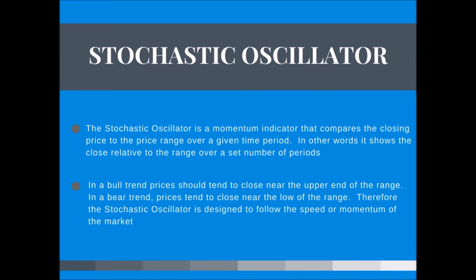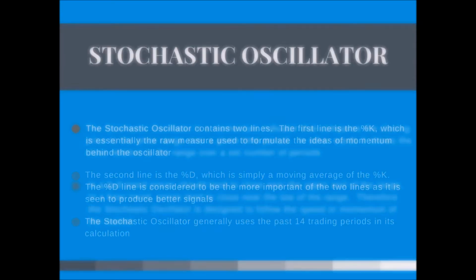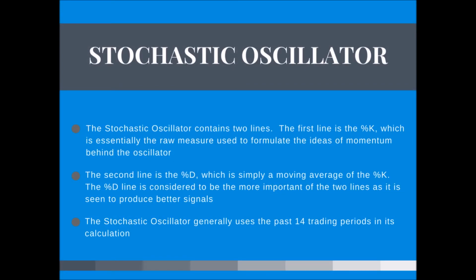In a bear trend, the opposite happens. Prices tend to close near the low of the range. Therefore, the stochastic oscillator is designed to follow the speed or momentum of the market. The stochastic oscillator contains two lines. The first line is %K, essentially the raw measure used to formulate the idea of momentum behind the oscillator. The second line is the %D, and that's simply a moving average of the %K.